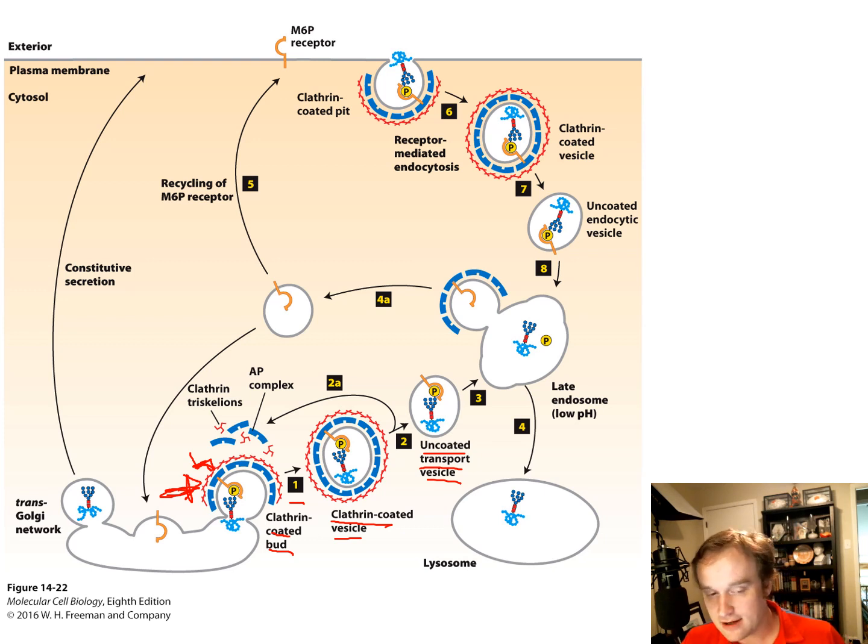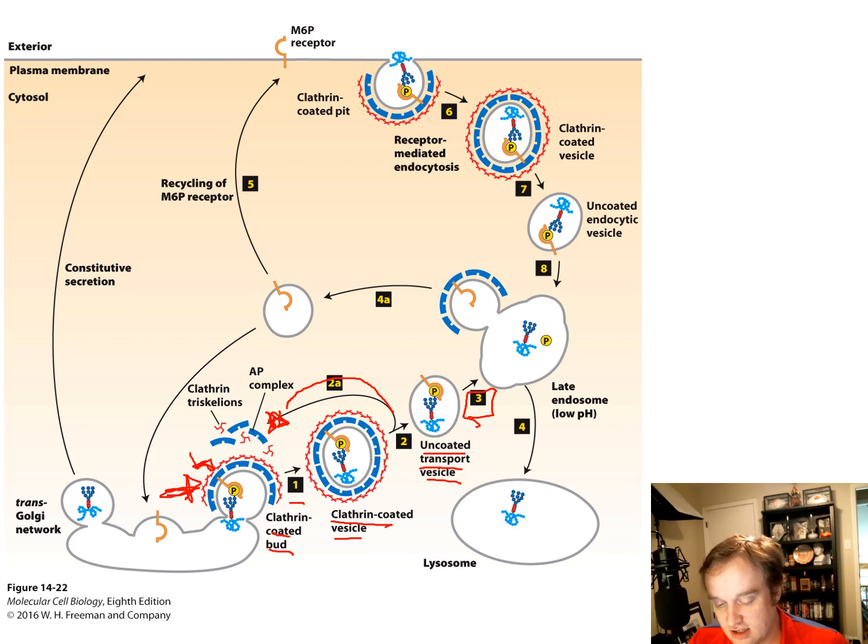But in step 2A here, these coat proteins are then recycled. So the clathrin and the AP complex are brought back for the next vesicle. They're just there to help in the budding process. In step 3, over here, we have fusing with the late endosome compartment, and this acidic endosome pH dissociates this M6P enzyme from the receptor.